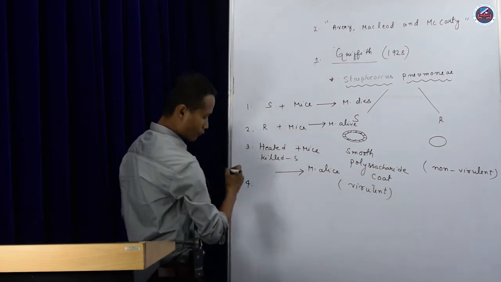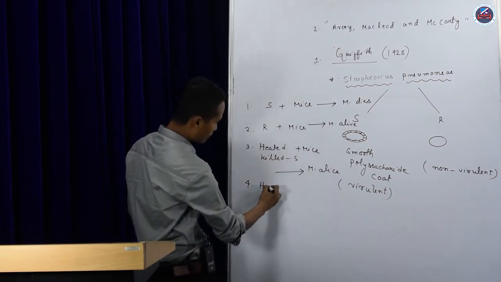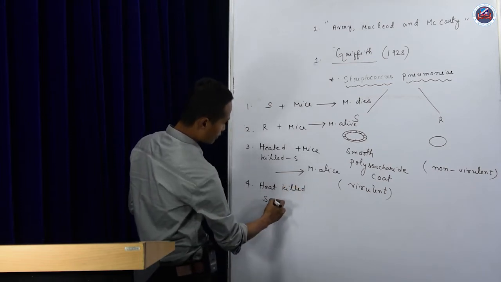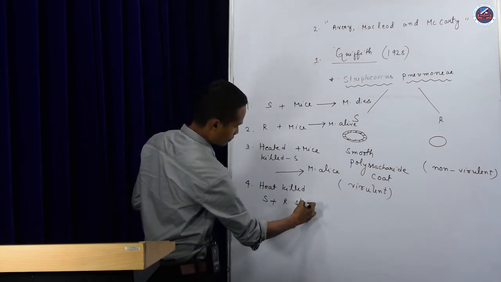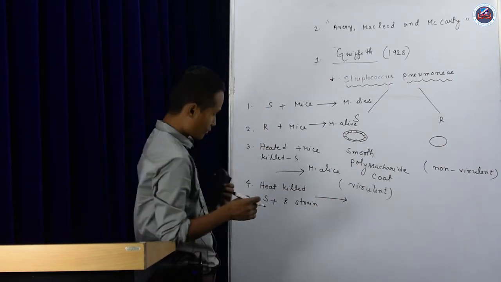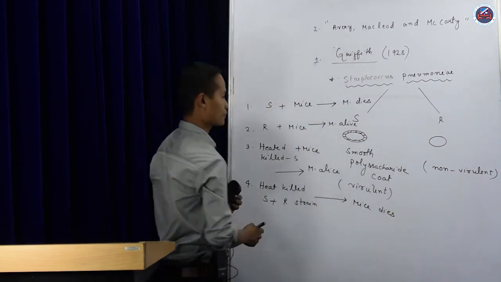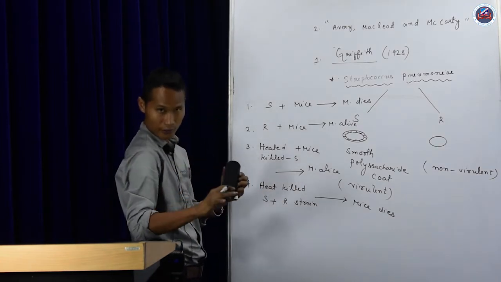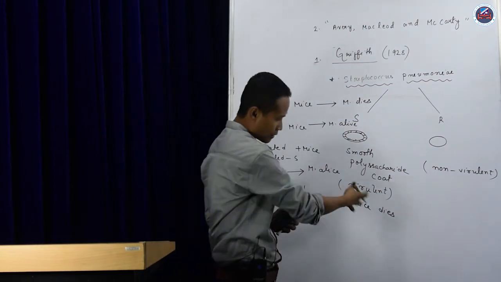Now, the fourth time, he took the heat-killed S strain plus the R strain. Then what did he observe? He observed that the mice dies. The heat-killed S strain was already killed, whereas the R strain was non-virulent, but still the mice dies.